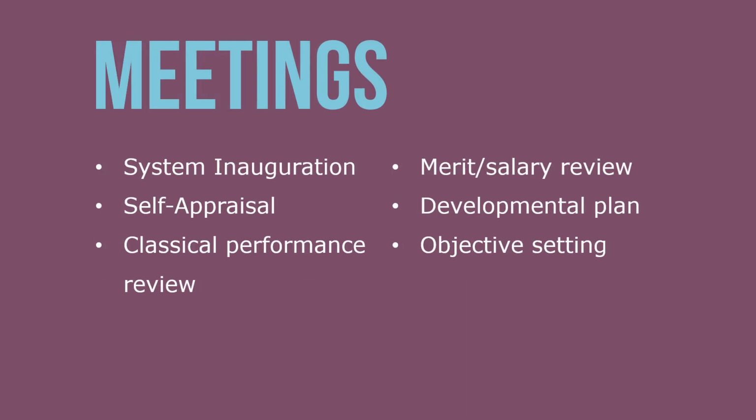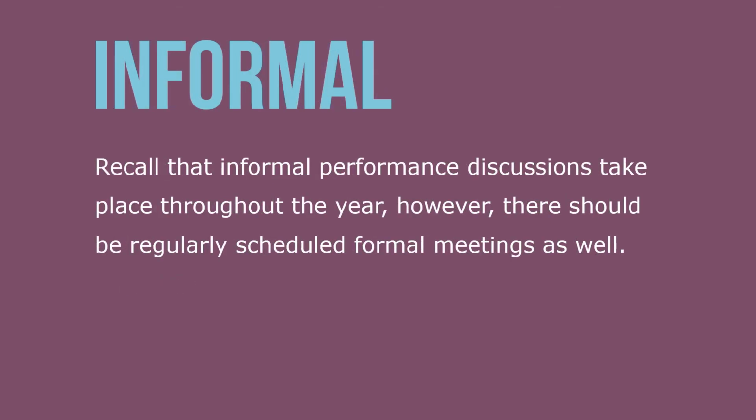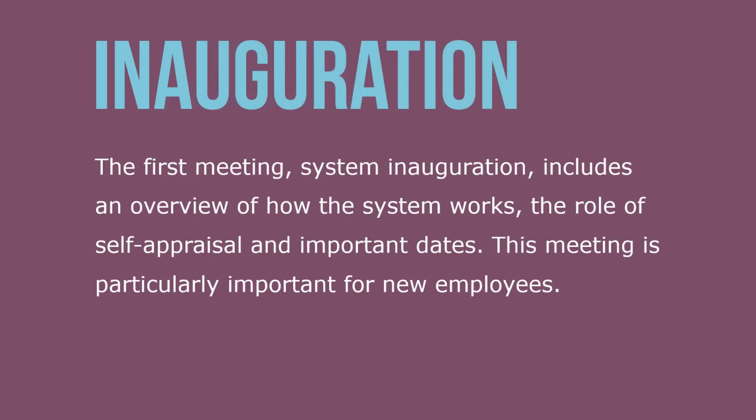Performance management systems can include 6 formal meetings between the direct report and the supervisor: a system inauguration, self-appraisal, classical performance review, merit or salary review, developmental plan, and objective setting meetings. Recall that informal performance discussions take place throughout the year. However, there should be regularly scheduled formal review meetings as well. The first meeting, the system inauguration, includes an overview of how the system works, the role of self-appraisal, and important dates. This meeting is particularly important for new employees.